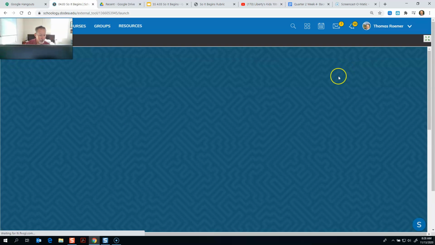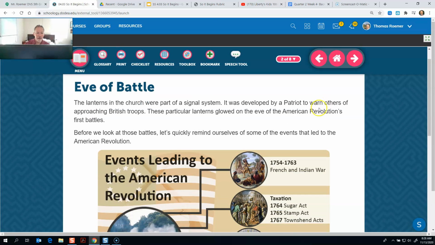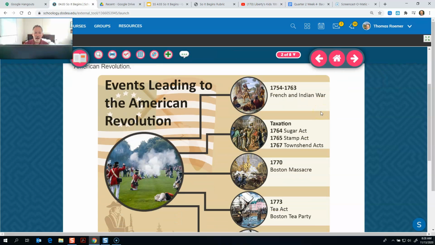Okay, let's take a look here. Slide 2. We're looking here at the eve of the battle. Think about it, New Year's Eve, Christmas Eve. It's just before the battle. And we've been talking about these. First off, the French and Indian War, which caused a lot of debt for England because they were fighting the French. So then they taxed the colonies and said, hey, you've got to pay us for sugar, you've got to pay us for all these different things.